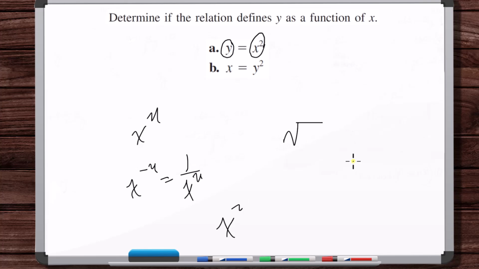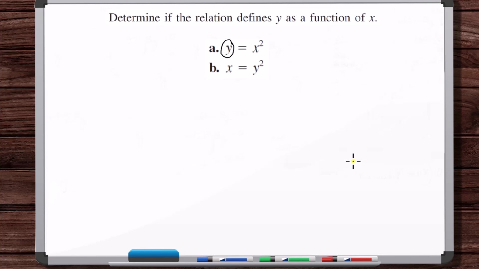So if you've got y, or a single variable, by itself on one side, and then all the other input variables in an expression on the other side without the output variable, and there's no pluses or minuses anywhere, anything that's obviously going to give more than one answer, it's a function of that variable that's alone. So yes, this is a function.